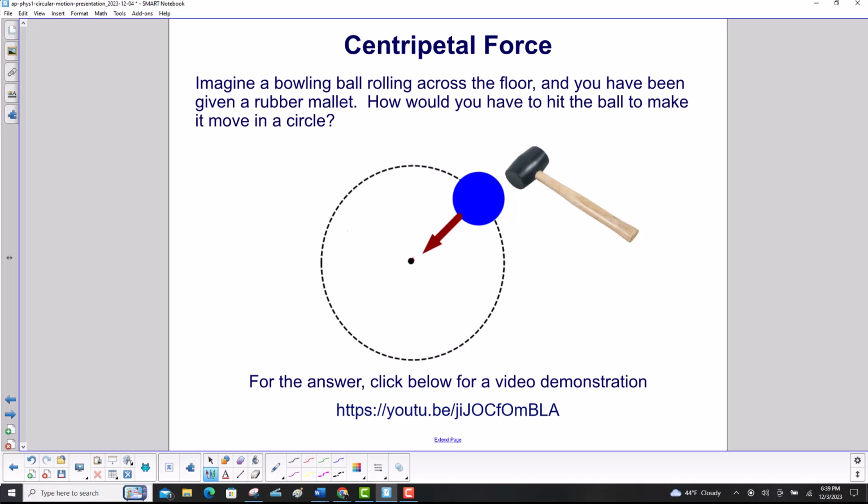Imagine a bowling ball rolling across the floor. Here's your bowling ball, and you have been given a rubber mallet. How would you have to hit the ball to make it move in a circle? For the answer, click below for a video demonstration.